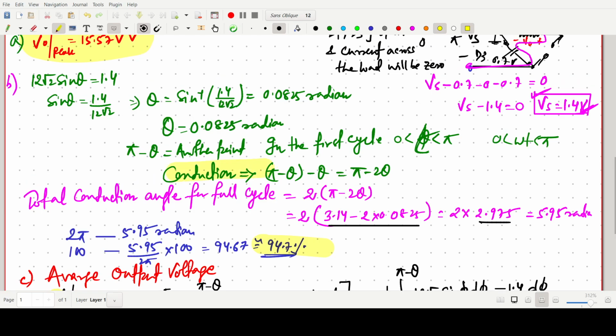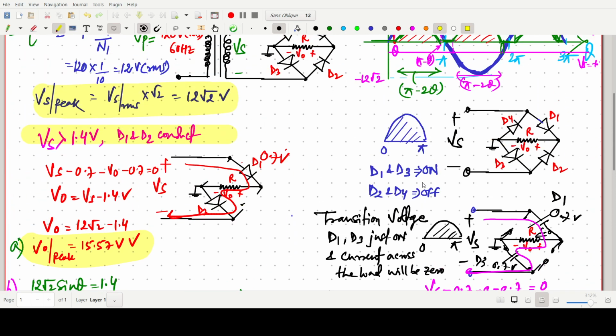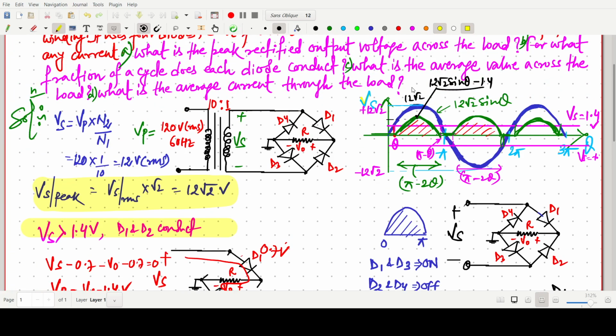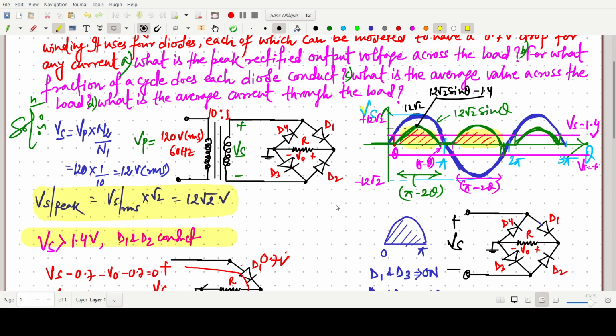So the conduction for the first half is pi minus 2 theta, and for the full cycle pi minus 2 theta. Okay, and this one is the way to, I think you can easily draw by any means, for this area. So we have to find the area. So we are basically concentrating on this, and by multiplying by 2, you can easily say. So like that we can solve this problem, and this is from the microelectronics circuit book.